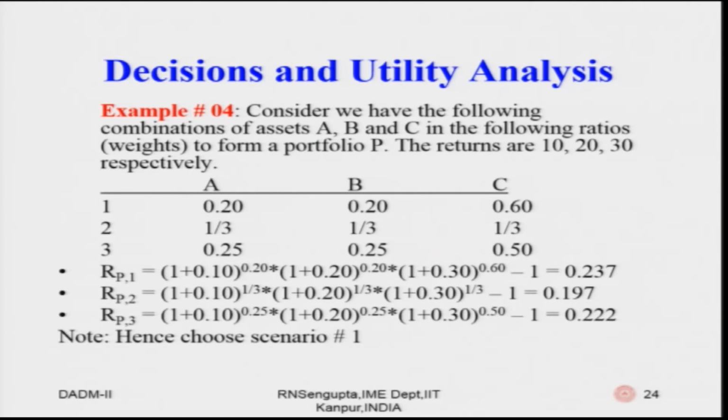which adds up to 1. For portfolio 2, decision 2 or project 2, each is 1/3, 1/3, 1/3, which is 33.33 percent. And when you come to portfolio 3, which is decision 3 or project 3, the investments for ABC are 25%, 25% and 50%. If you utilize that, you can find out the RP, the portfolio value for decision 1 comes out to be 23.7, for 2 comes out to be 19.7, for 3 comes out to be 22.2.